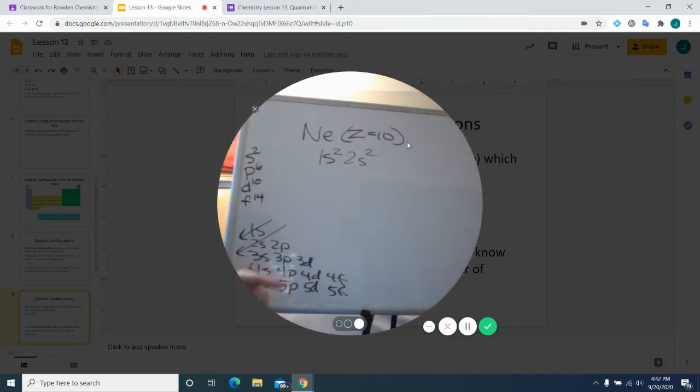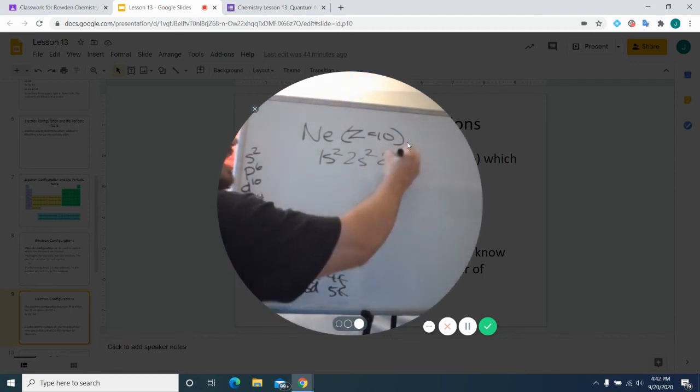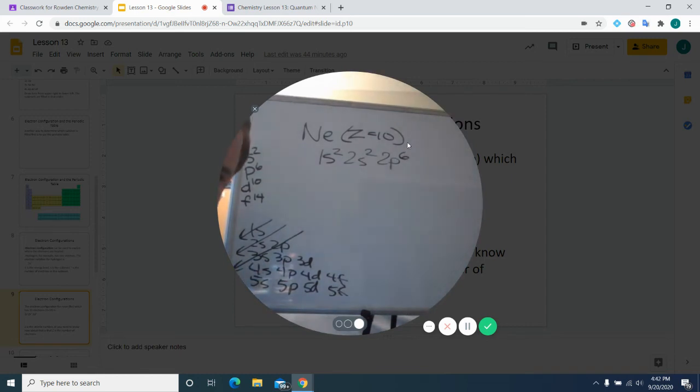We need to use 10. What's after 2s? Next diagonal line, 2p. How many can p hold? 6. Look at that: 1s2, 2s2, 2p6. 2 plus 2 plus 6 adds up to 10. We used all our electrons. There's our answer for neon.